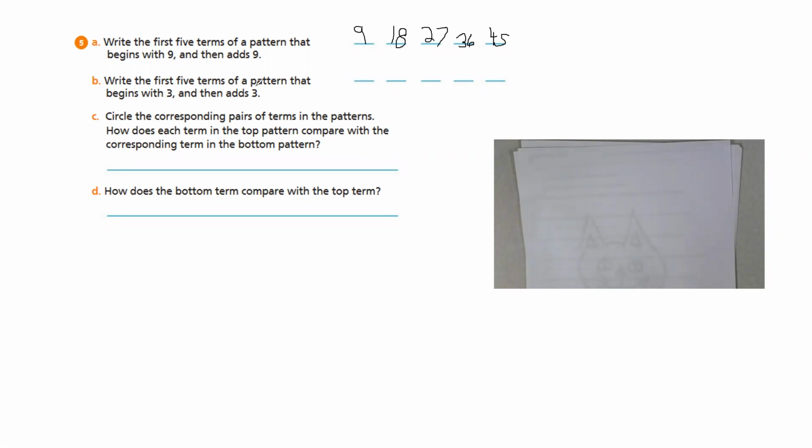Write the first 5 terms of a pattern that begins with 3 and then adds 3. 3, 6, 9, 12, 15. Circle the corresponding pairs of terms in the patterns. Okay, so first term of both is this, second term's this, third term's this, and remember you should be putting this in your book, fourth term's this, fifth term's this.